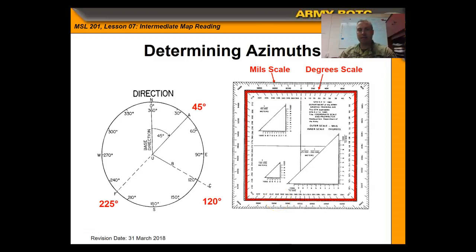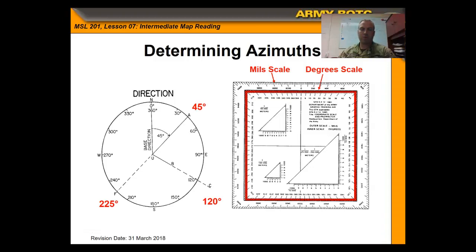To obtain a back azimuth from an azimuth, you add 180 degrees if the azimuth is 180 degrees or less, and you subtract 180 degrees if the azimuth is 180 degrees or more. We'll talk a little bit more of that with intersection and resection. But the back azimuth of 180 degrees may be stated as 0 degrees or 360 degrees.